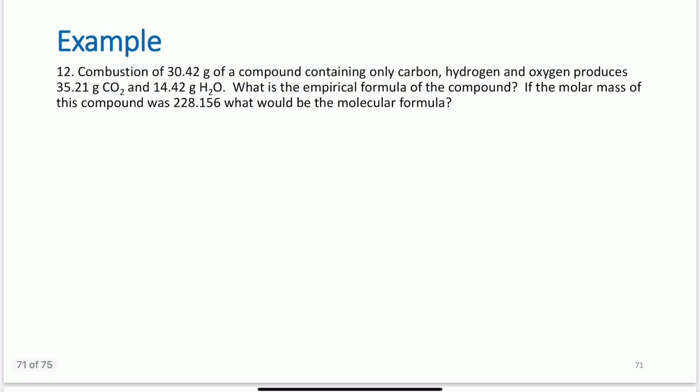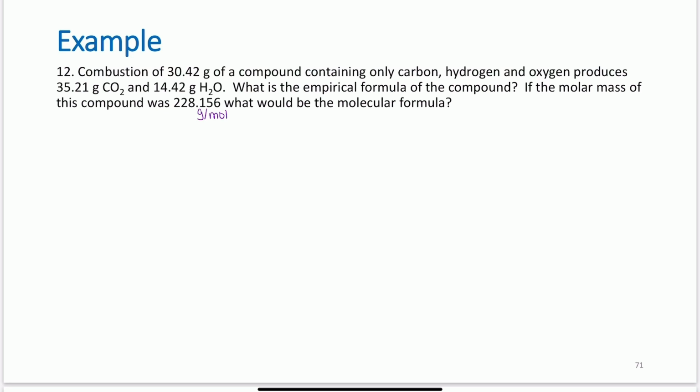Let's do another combustion example. Combustion of 30.42 grams of a compound containing only carbon, hydrogen, and oxygen produces 35.21 grams of CO2 and 14.42 grams of H2O. What is the empirical formula of this compound? If the molar mass of this compound were 228.156 grams per mole, what would be the molecular formula?